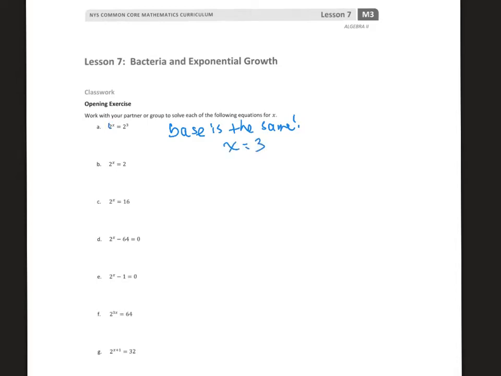It's kind of like the bases cancel out, right? So I find out that x equals 3. So that one's pretty easy. All right, what about number b?